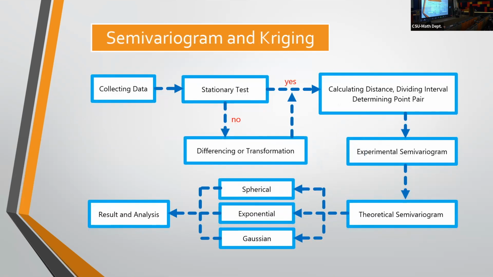Then this is also the procedure for semi-variogram and Kriging. We collect the data, stationary test. If yes, we calculate the distance, divide intervals, determine point pairs, and use the experimental semi-variogram. Then we choose the spherical, exponential, or Gaussian method. We just plug it into the software, and then we get the result. If the data is not stationary, then we transform. Yes, we do it in a similar way.